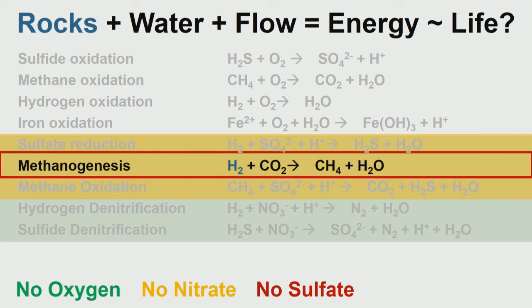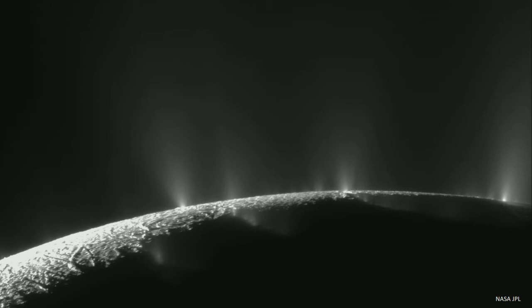Methanogenesis is a fascinating metabolism. I could give a great 8-minute talk about that. It's carried out by the domain archaea, and they exist everywhere from cow guts to the bottom of the ocean. And at the bottom of the ocean, they're using hydrogen and CO2 to make methane. Well, when the Cassini mission flew through the plumes of Enceladus, they detected hydrogen, CO2, and methane.